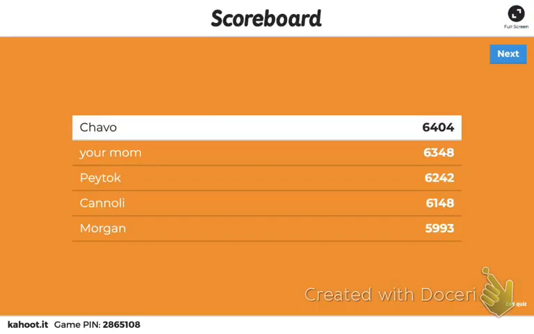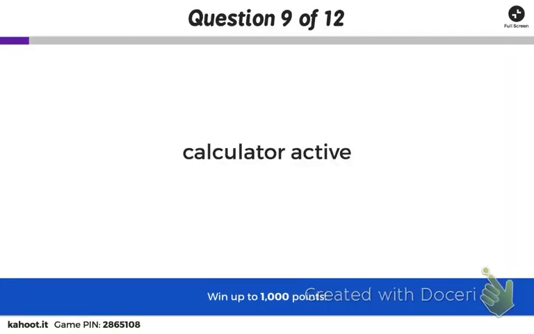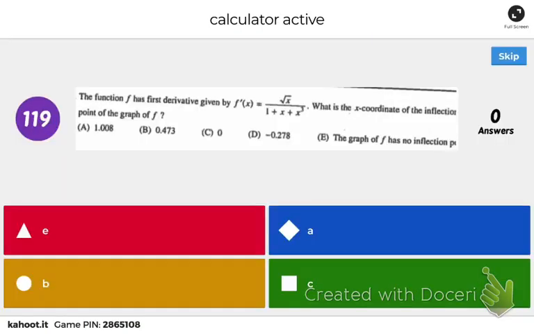All right. Chavo leads. Your mom is now in second place, but barely. All right. There's no Mayas in the top 5 for once. Whoa. Interesting. Interesting. All right. Question 9.